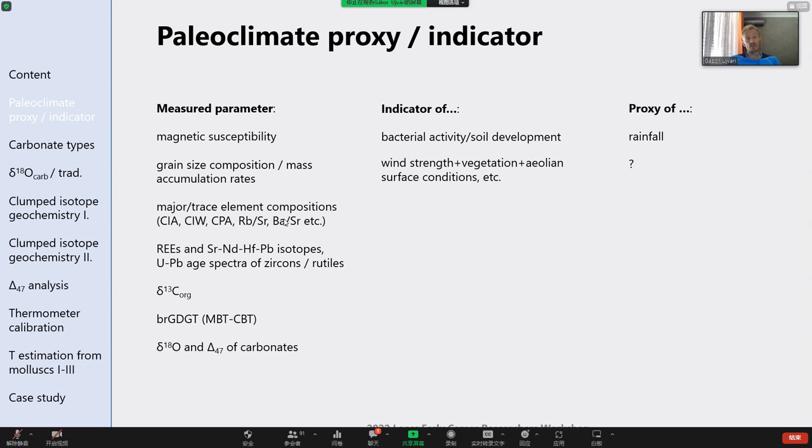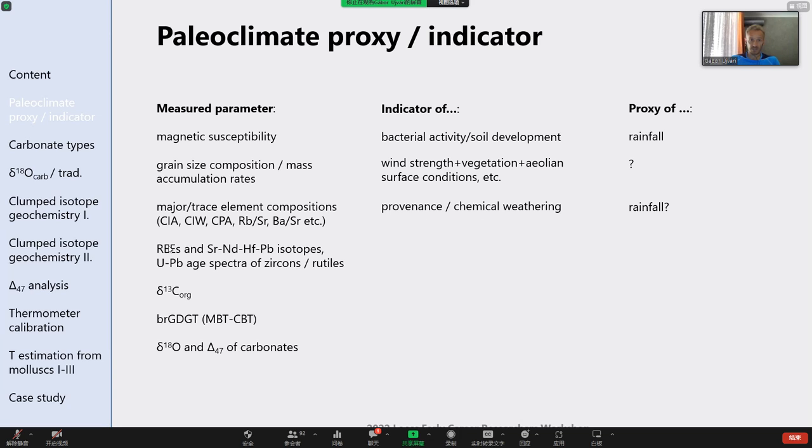And the next one, major and trace element compositions and calculated indices like the chemical index of alteration or ratios like rubidium, strontium, and so on. These are indicators of provenance. And to some extent, chemical weathering can be quantified, of course, using, for instance, the chemical index of alteration. And from modern soils, there were some attempts to use the potassium-free chemical index of alteration to calculate rainfall values. But these I consider actually a kind of semi-quantitative proxy at best.